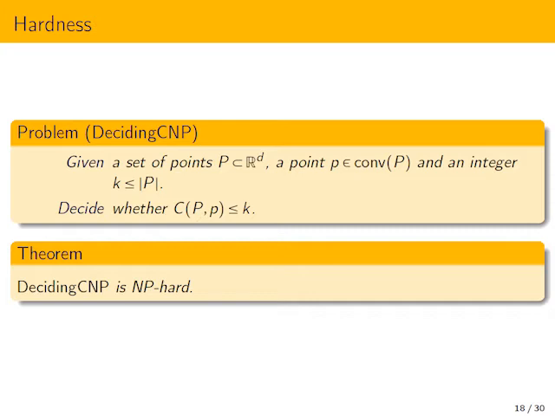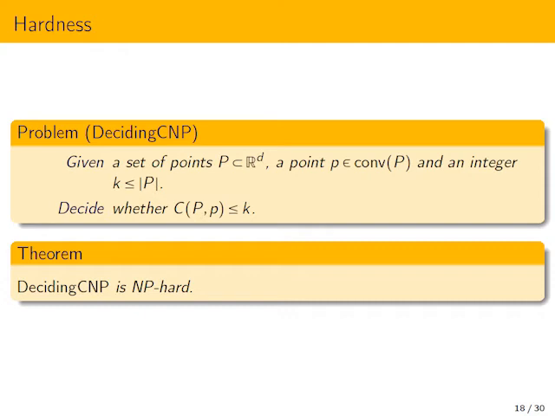Given a set of points in R^d, a point P in the convex hull of the set P, and an integer k, we decide if the Carathéodory number of the point P with respect to the set P is less than or equal to k. Observe that deciding CNP can be solved in polynomial time if the dimension d is a constant. We show that it is NP-hard if d is part of the input.